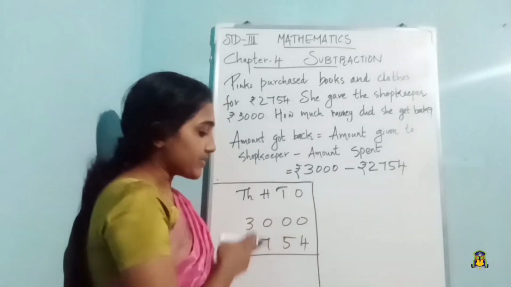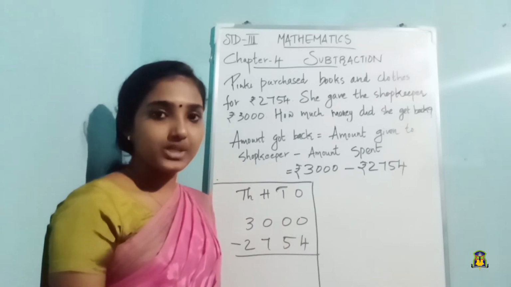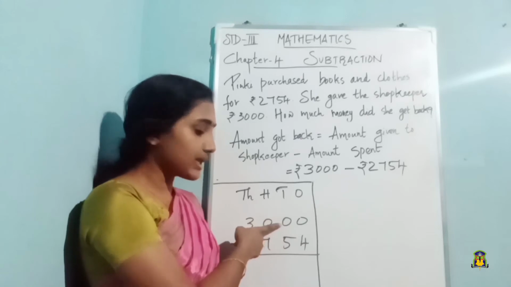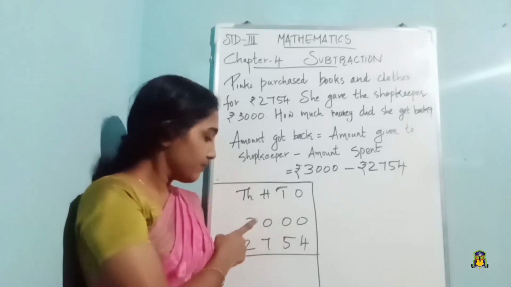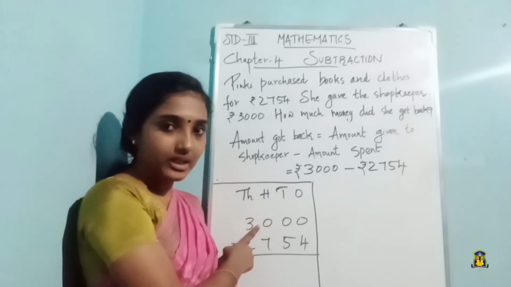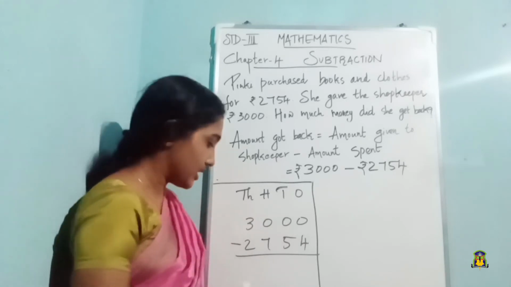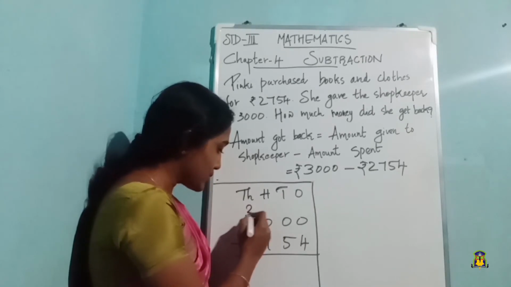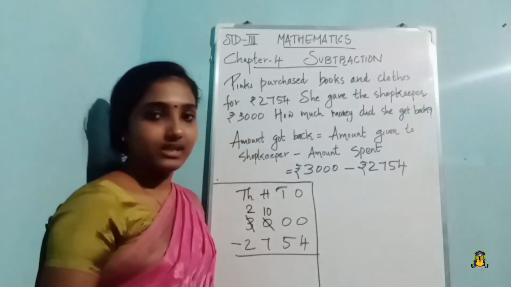So on subtracting, in ones place it's 0 minus 4. 0 minus 4 is not possible, so we have to borrow from the next place, and in tens place also the next digit is 0, so we can't borrow from here. And in hundreds place again it is 0, we can't borrow here. And in thousands place it's 3, so we can borrow 1 from this 3. So on borrowing, here the 3 will be reduced to 2 and 0 in hundreds place will change to 10.